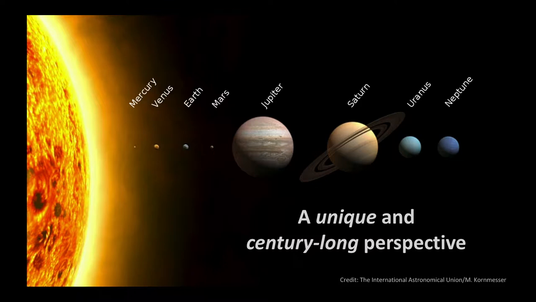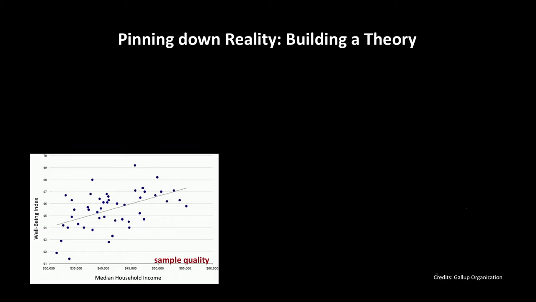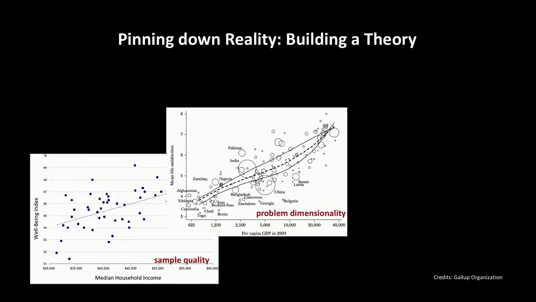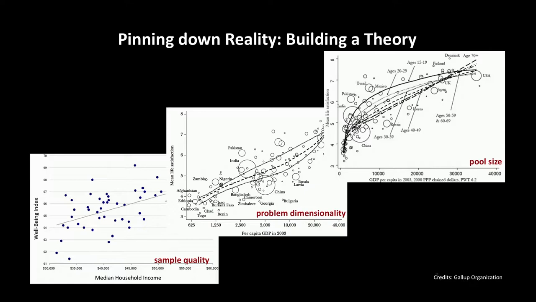So what does it mean exactly to get a theory down? What do we need? At the first level, what we need is a good sample quality. For example, if you want to predict the well-being index as a function of household income, you want to know for sure what your metric means, what precision you can have on the well-being index as well as on the income per se. Once you get there, you can start to look for trends. Then you want to make sure that you assess the problem dimensionality adequately. So what does it mean to get XK in India versus XK in Luxembourg? How does that affect your life satisfaction? And then you want to make sure that you have an adequate pool size to have significant information on the topology of your parameter space.